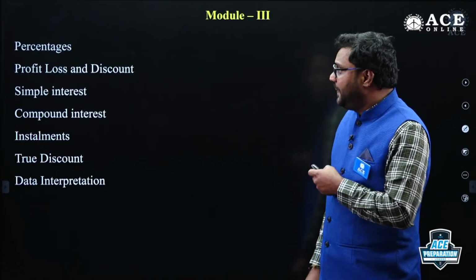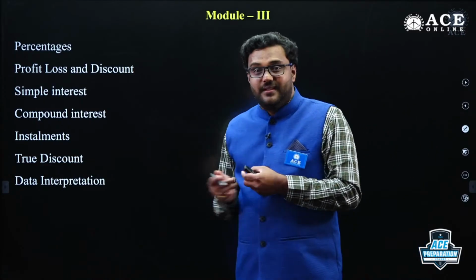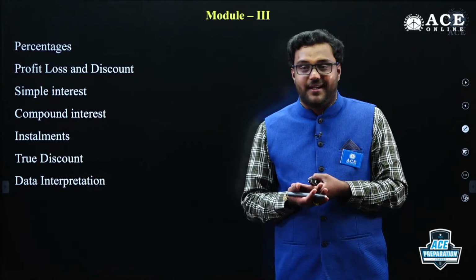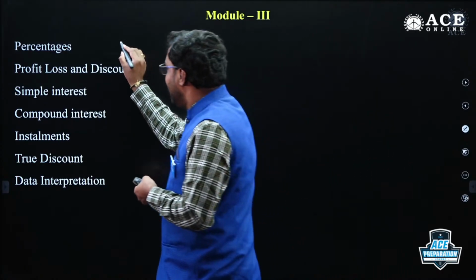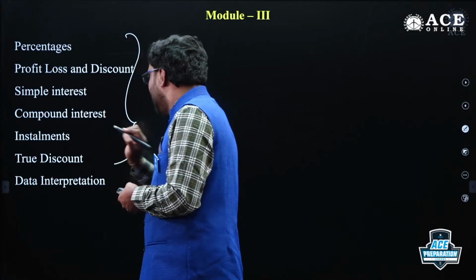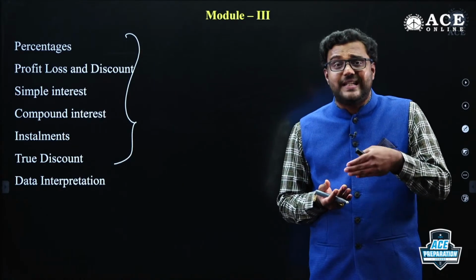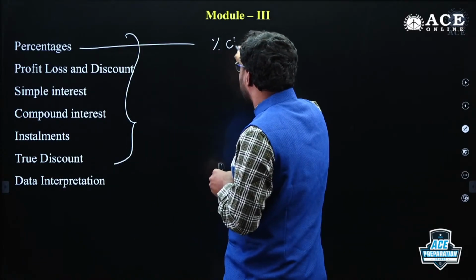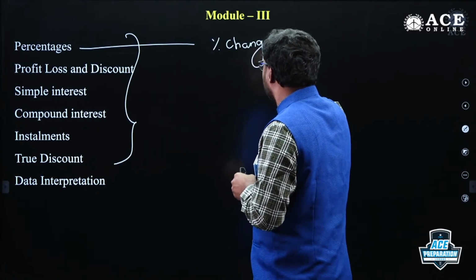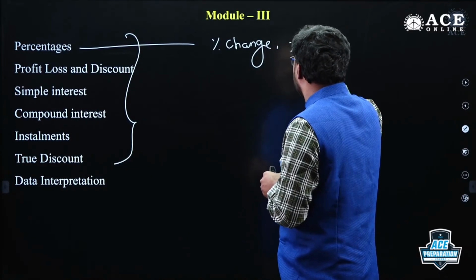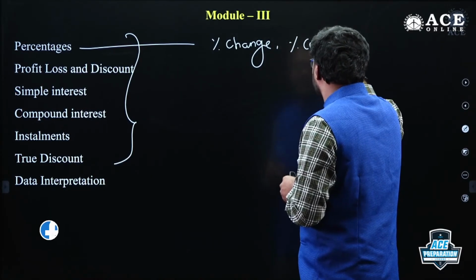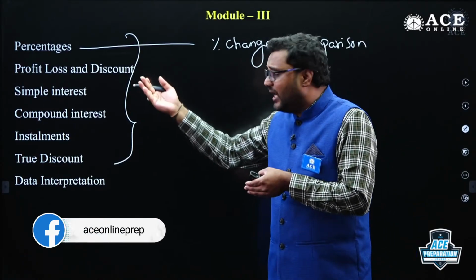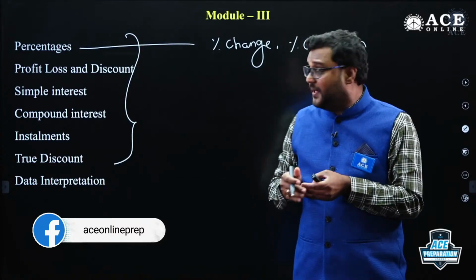Whereas in module 3, percentages, profit and loss, along with discount, simple interest, compound interest, installments, and true discount, all these are interlinked concepts. Once you know percentages, especially in percentages, you have to focus more on percentage change and percentage comparison. Percentage change and percentage comparison. If you understand percentage change and percentage comparison, automatically profit, loss and discount will be completed.